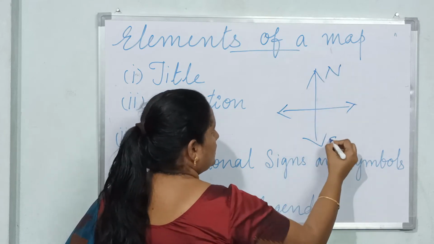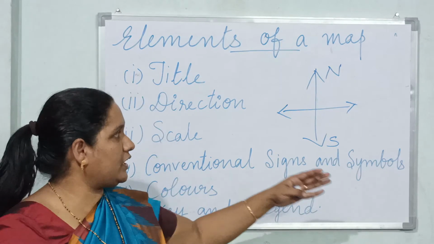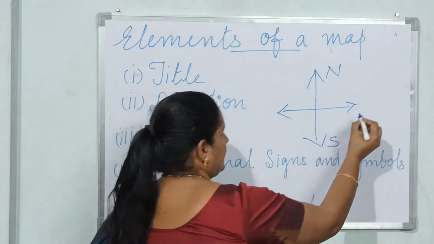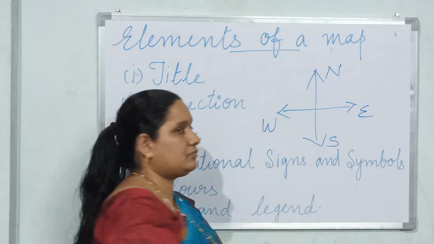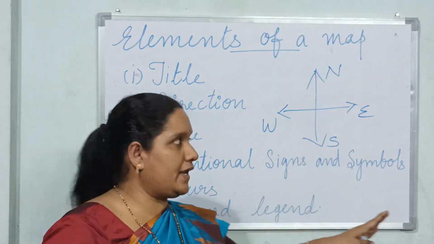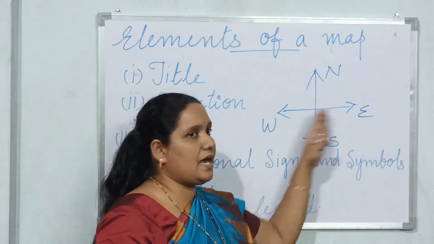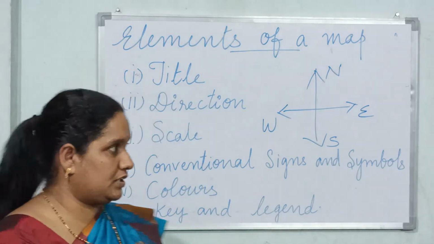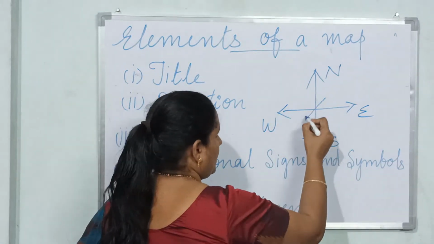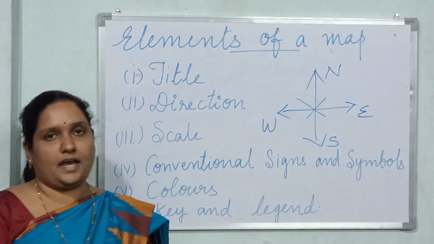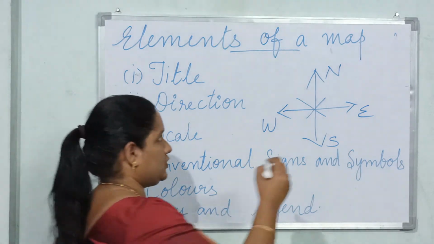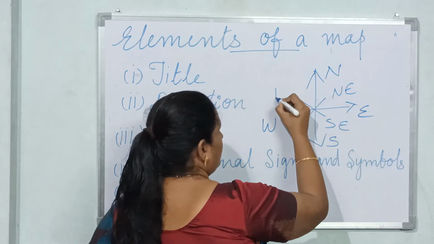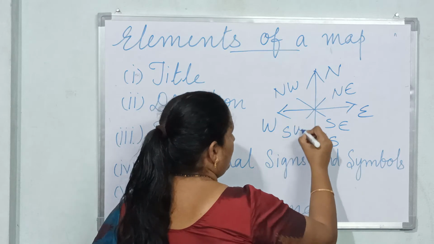North, south, east, where we can see the eastern side. Eastern side is the left hand side, east and the west. So these are the 4 directions: north, south, east and west. These 4 directions are called the cardinal directions, and the directions which come in between are called the intermediary directions. Which are the intermediary directions? Northeast, southeast, northwest and southwest.